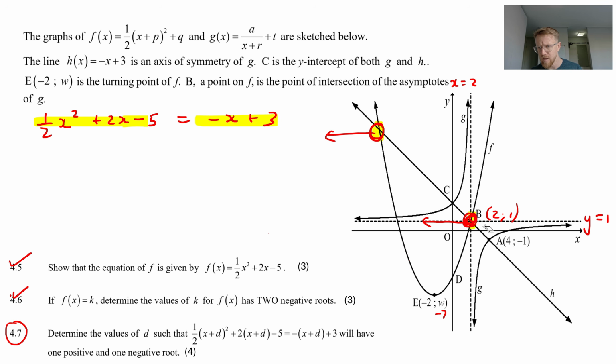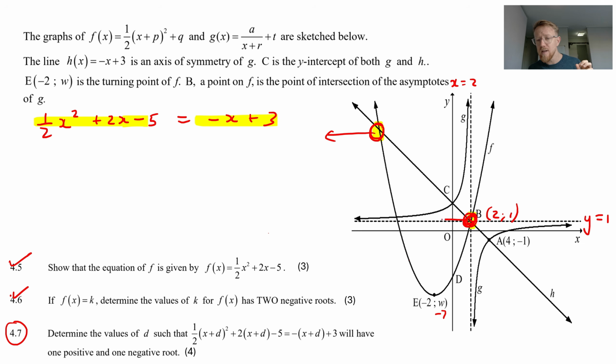But if you had to move it further and further to the left, eventually it would have a negative x value. So that would be incorrect. They want to know what d values we can use. So how far left and right can we move the graph so that the places where they intersect are still going to have one positive and one negative root.